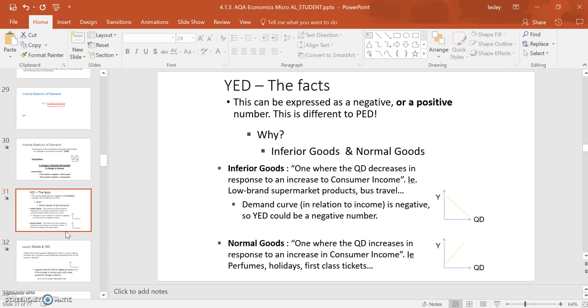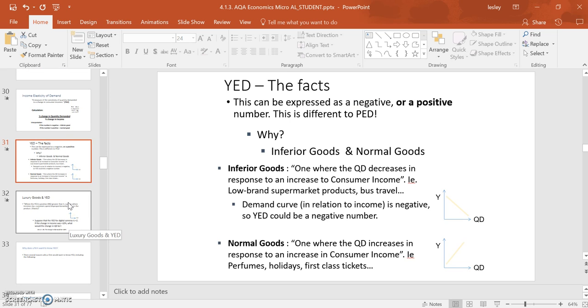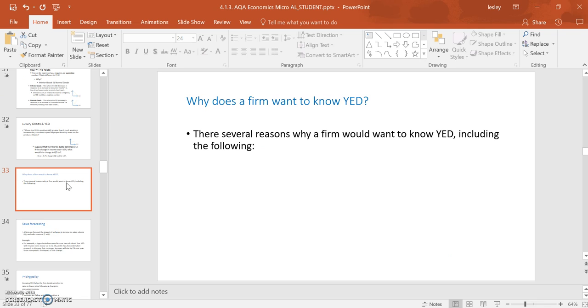Also in this section we have a little bit about normal and inferior goods, and of course a little bit more about why a business would want to know the income elasticity of demand.